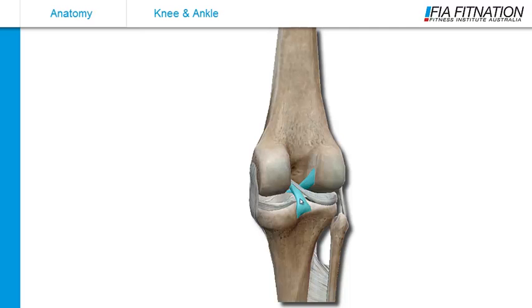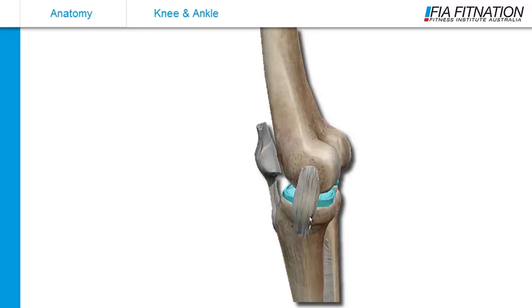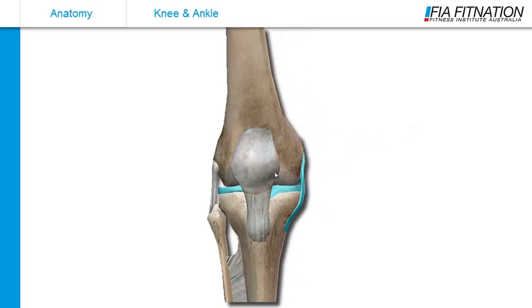So there's the ACL and the PCL. We've looked at both the medial and lateral meniscus. Now we'll look at the two collateral ligaments. So we have a medial collateral ligament and a lateral collateral ligament.